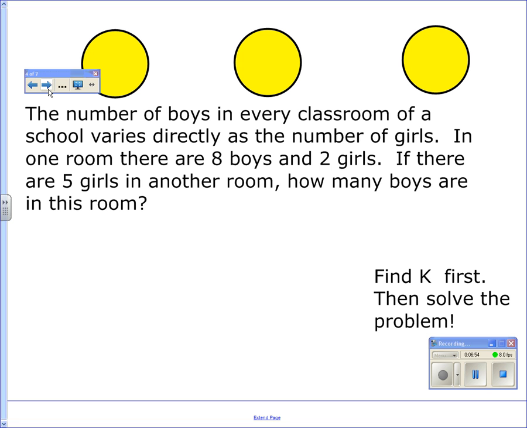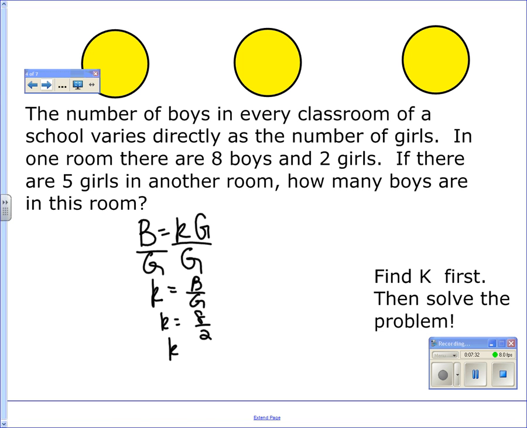Any ideas what equation you would start with? Before that. Do you agree? Okay, so there are 2 steps. You solve for your k, and then you actually solve for the answer they're wanting you to find. Does that make sense? So how are we going to solve for our k? Okay. And what is our b and our g? 8 and 2, right? So what is k? Does that make sense? Okay, so our equation is b equals 4g.